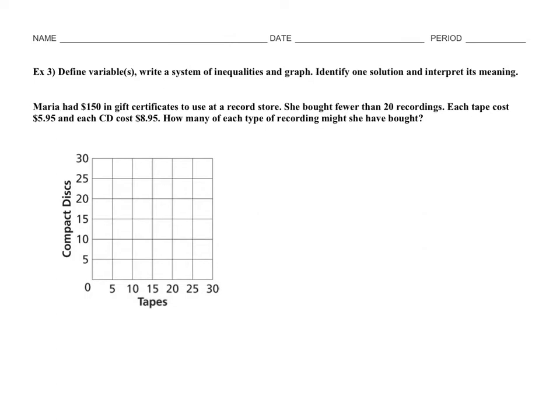Maria has $150 in gift certificates to use at a record store. She has bought fewer than 20 recordings. Each tape costs $5.95 and each CD is $8.95. How many of each type of recording might she have bought?